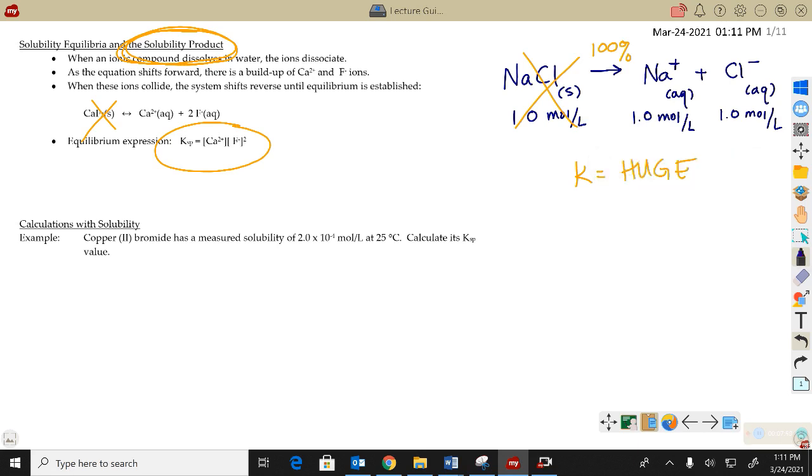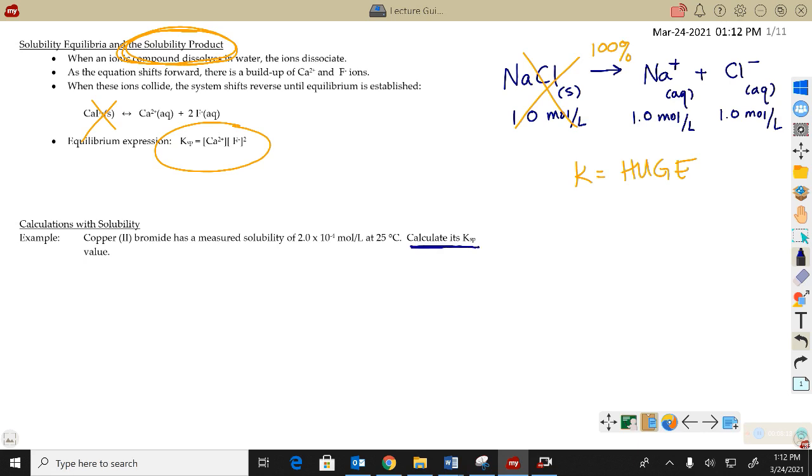Now, let me show you two different types of ice tables that you could run into. Ice table numero uno, calculations with solubility. We could have some copper 2 bromide that has a measured solubility of 2 times 10 to the negative 4th moles per liter at 25 degrees. And I want to calculate its K value. Okay, so here's one thing we could do. We could calculate an equilibrium constant.